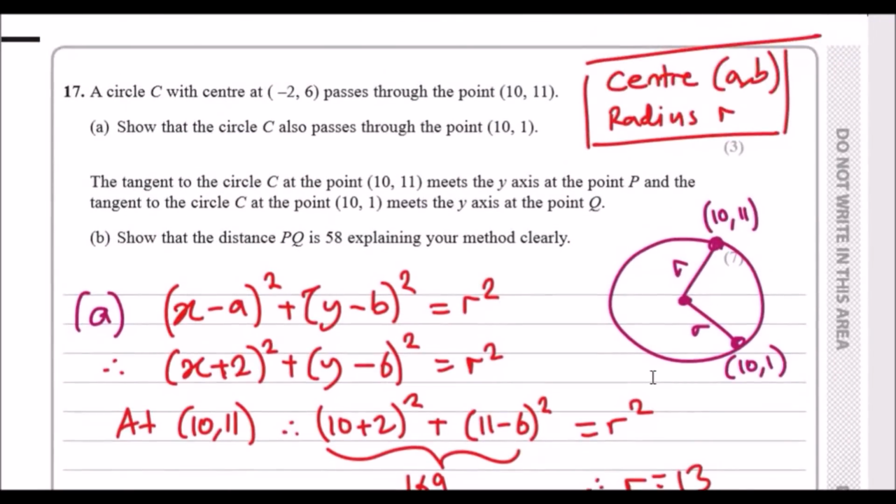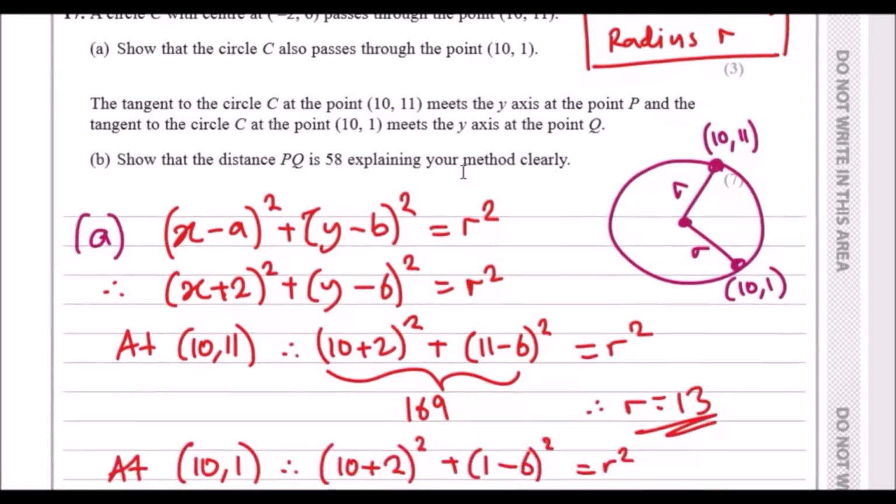That's all. Now, here comes the final main meat of the paper. The tangent to the circle C at the point (10, 11), so over here, meets the y-axis at the point P. I'll show you how I did this. And the tangent to the circle C at the point (10, 1) meets the y-axis at the point Q. So you've got two different tangents. Now, this is the main part. Show that the distance from P to Q, so when they meet the y-axis, is 58. We have to explain every step.